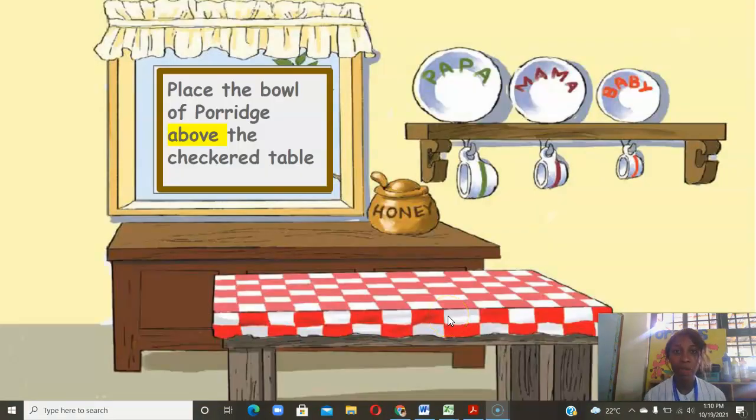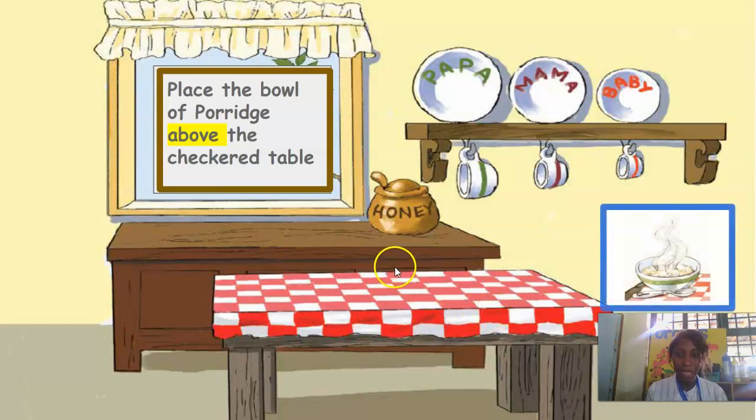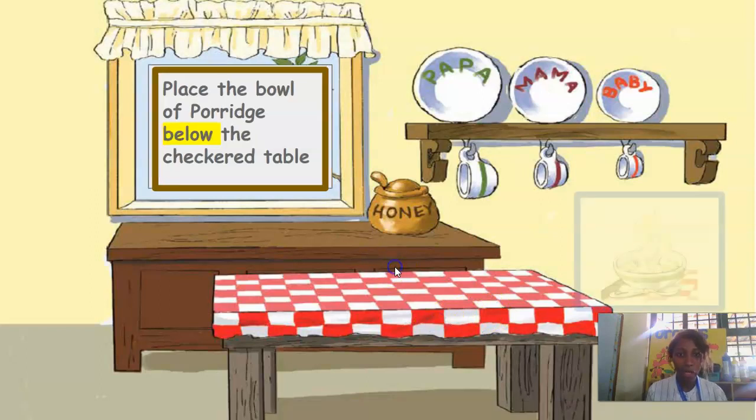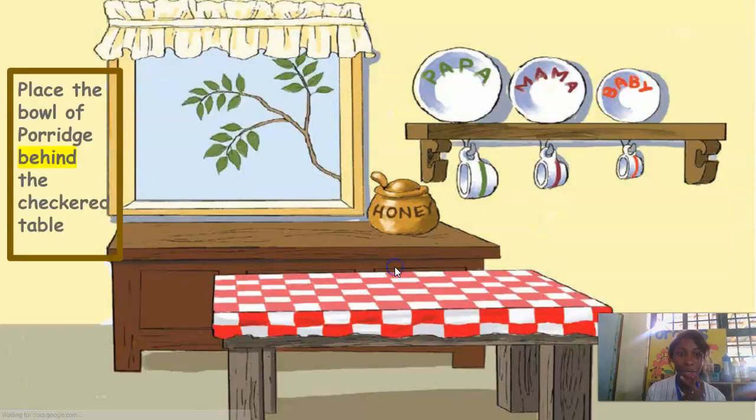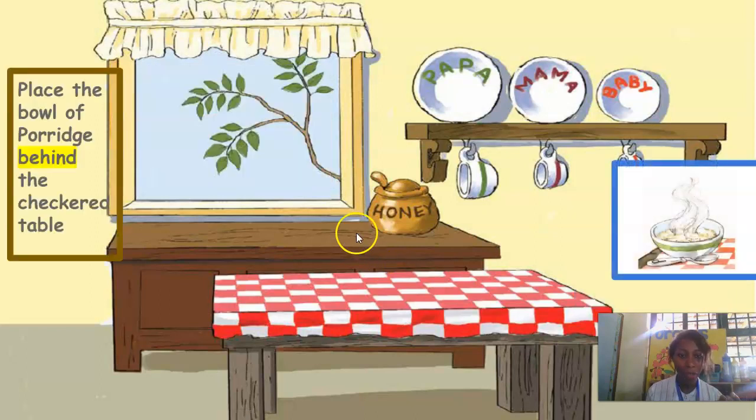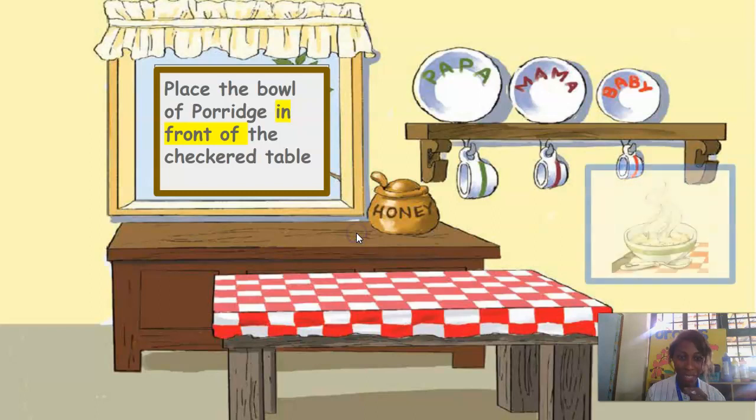In this assignment with Goldilocks and the Three Bears, we had to place the bowl of porridge at different positions. We used language like above, below or under, next to or beside, behind. These are words that we use. So you had to place the bowl above, behind, next to. Below has to be underneath. So behind the checkered table, in front of the checkered table.